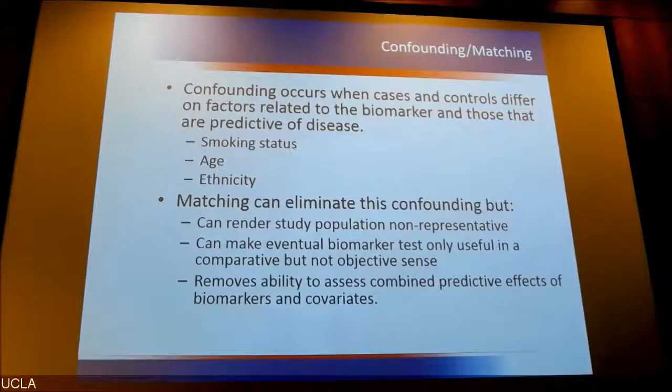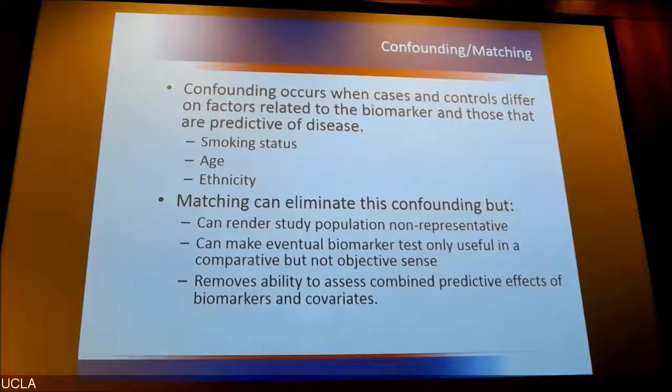Standard observational study designs usually try and handle the confounding issue through subject matching. So we match cases and controls with the same set of demographic or predictive characteristics. The challenge with that traditional approach is that we often will render the study population non-representative of the actual clinical population that we're trying to make a decision about.